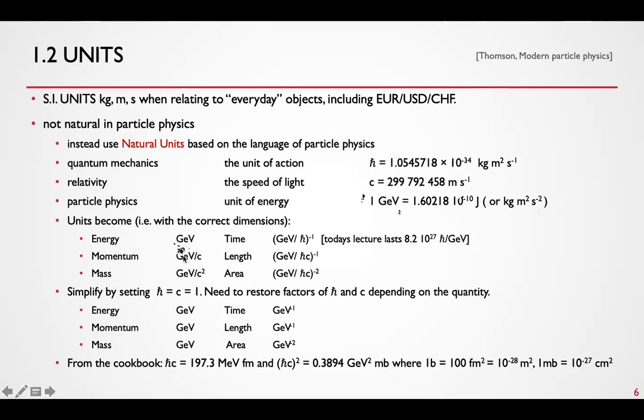The unit of the momentum, which is mass times velocity, is GeV over c. The unit of mass, because you know E equals mc², is just the unit of energy divided by c². And similarly, you can use Planck's Wirkungsquantum, which is energy times time, to define the unit for time, which is h bar over GeV, similar for length and for area.